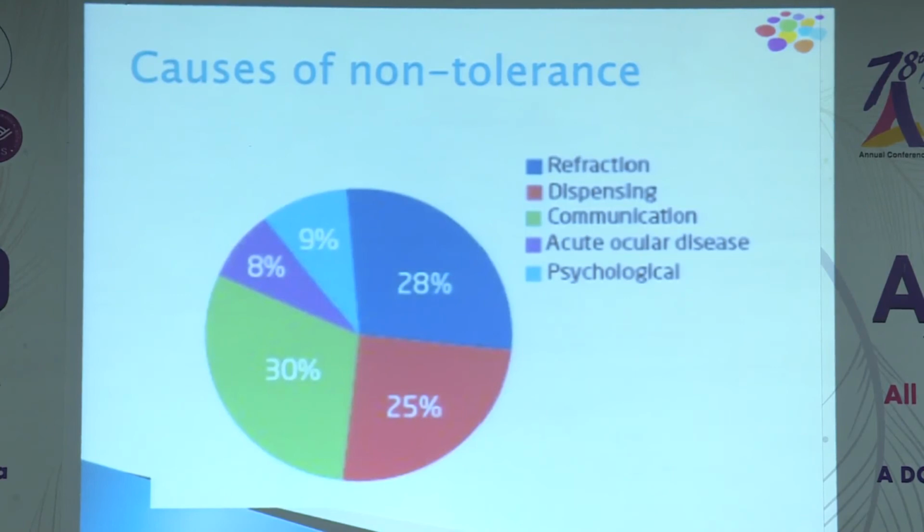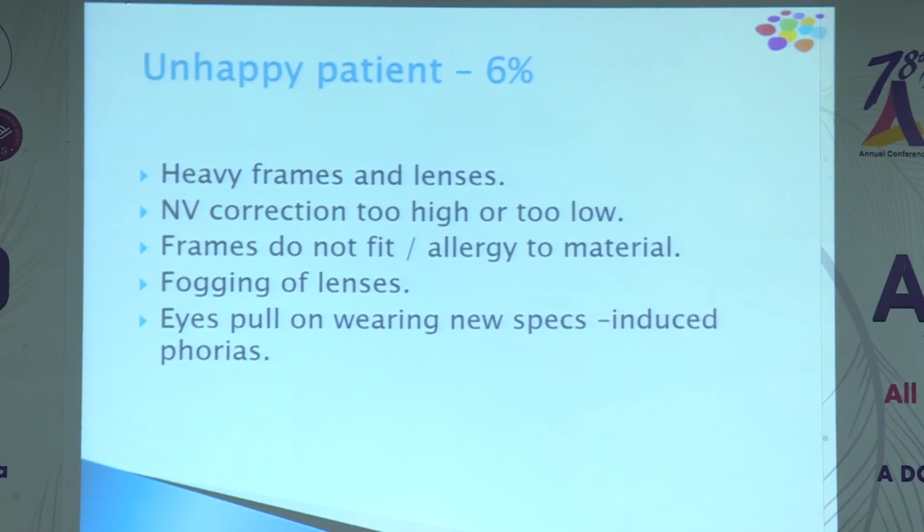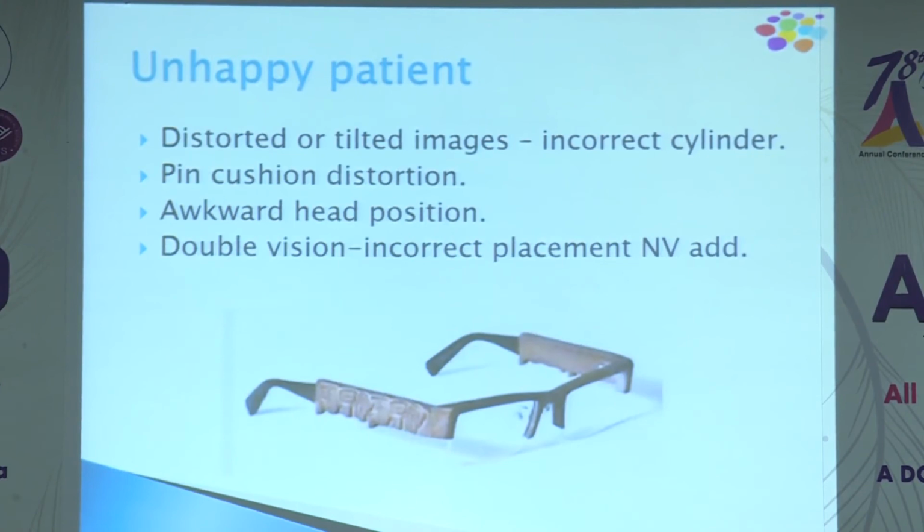Maybe due to refraction problems, dispensing problems, and communication. That makes up a big chunk of all these problems, then acute ocular diseases and psychological problems. Usually an average of 6% of people will have problems due to different reasons, like a heavy frame they don't like. Sometimes the near vision is too high or too low, frames not fitting properly, fogging of the lenses. So all these problems are not very rare, and distorted images, pincushion, all these problems you have to see.